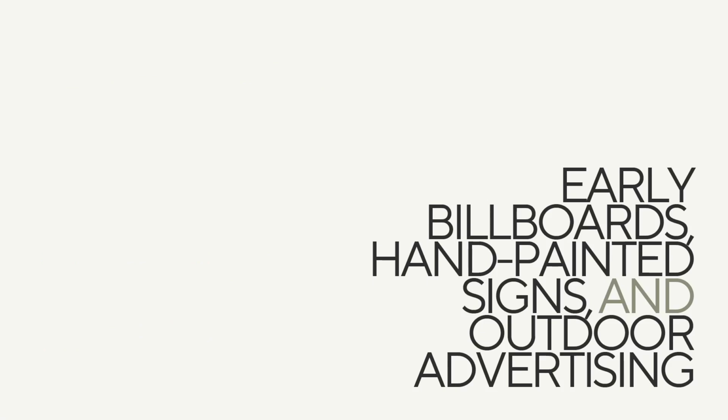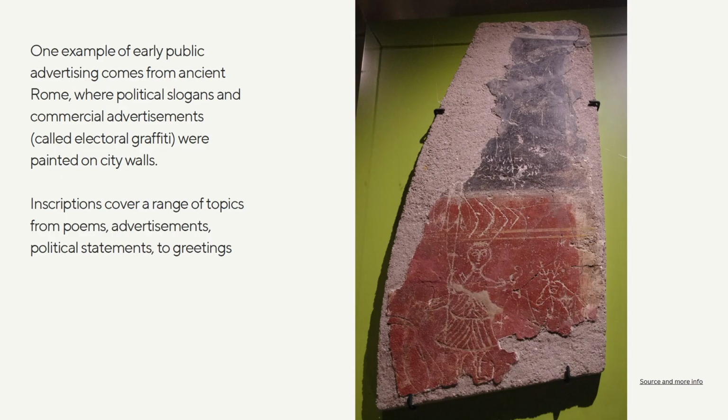So let's just see where the beginnings of this were. We're going to take a look at the early billboards, hand-painted signs, and outdoor advertising. And super early on, just so we see how long ago this can date back, this is an early example of public advertising from ancient Rome. We're going to see political slogans, commercial advertisements. These are oftentimes called electoral graffiti. And these were all painted on city walls, just like they are today.